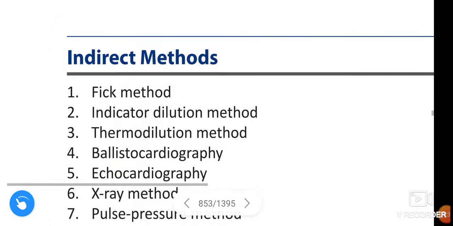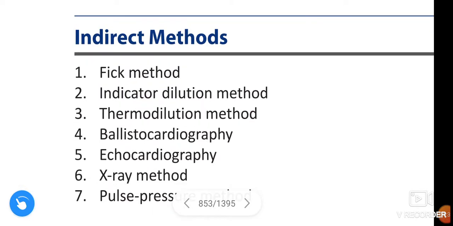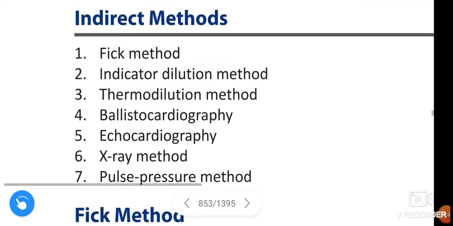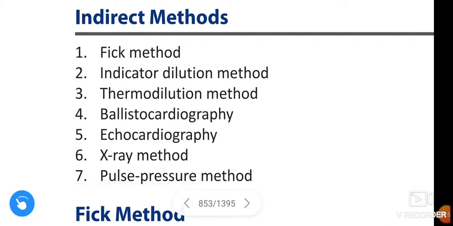Next, indirect methods. Fick method, indicator dilution method, thermodilution method, ballistocardiography, echocardiography, X-ray method, pulse pressure method. These are the indirect methods for measuring cardiac output.